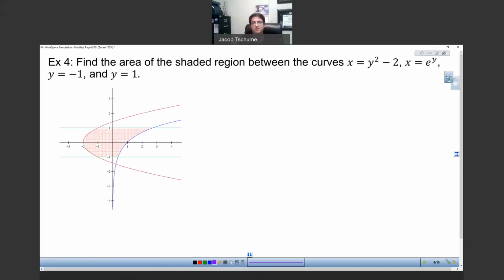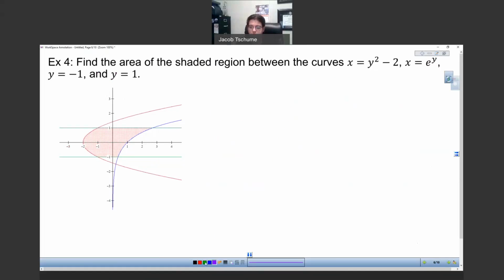Let's look at another one that's very similar. So what if you have the functions x equals y squared minus 2 and x equals e to the y? And this time, since they don't intersect very nicely, I sometimes will give you the parameters I want you to use. I want you to go between -1 and +1 on your parameters.